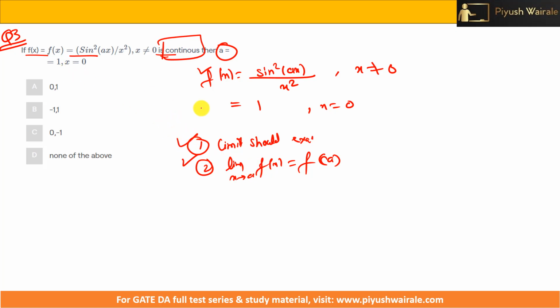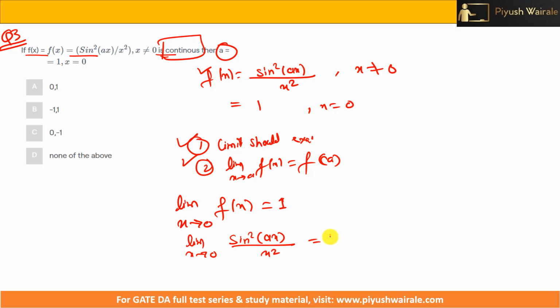Here we know f(x) equals 1 when x equals 0. So it is continuous, so can I say the limit as x tends to 0 of f(x) will be equal to 1? Because at x equals 0 it is continuous and the value of that function is 1. So the limit as x tends to 0 of f(x), which is sin²(ax) divided by x², equals 1. We just need to find the value of this limit and equate it to 1.